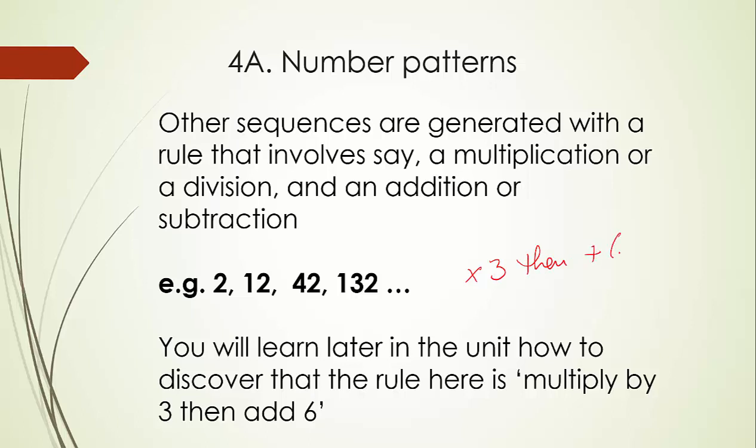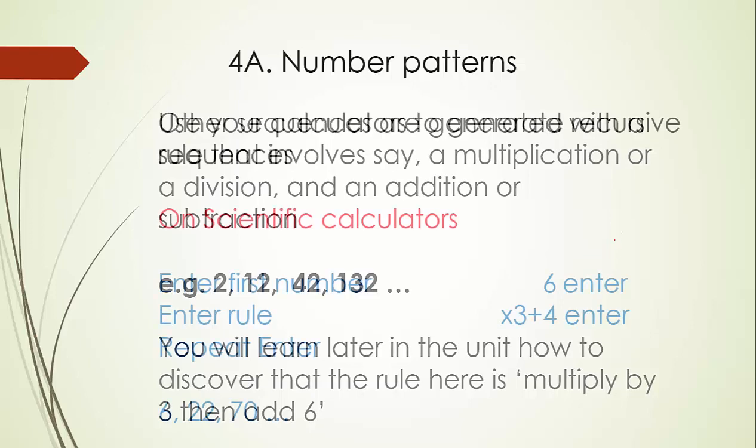So we times by 3, then add 6. Now whenever you think you've got a rule, you must check it for all the pairs of numbers on the screen. So we have to check 2 3s are 6 plus 6 is 12, okay. 12 3s are 36 plus 6 makes 42. 42 3s is 126 plus another 6 is 132, so it works. Now that may have been not too easy to see, but later in the unit you will learn how to discover that the rule here is multiply by 3 and then add 6. So we'll give you some ways of unraveling sequences.